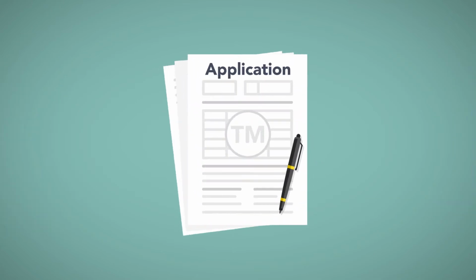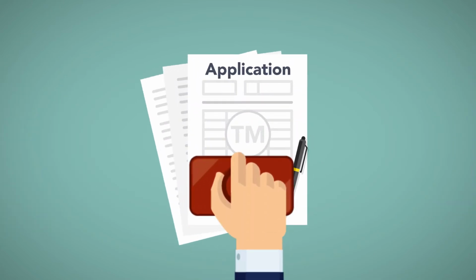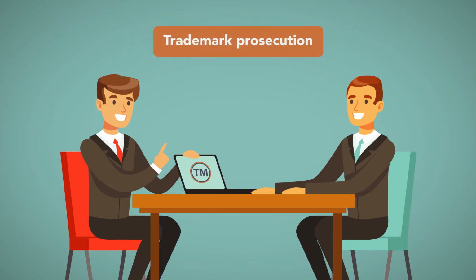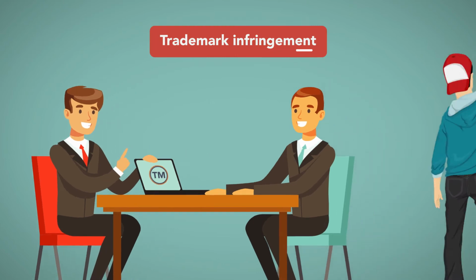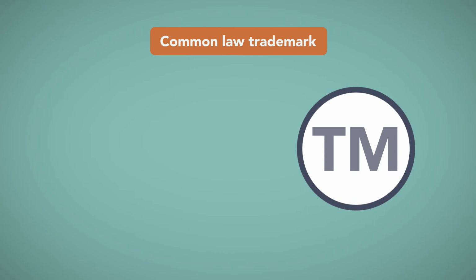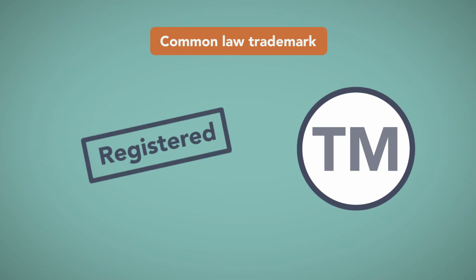A trademark application is filed to obtain a trademark registration. The process of obtaining trademark registration is referred to as trademark prosecution. Trademark infringement occurs when a third party uses a trademark without permission. A common law trademark is obtained through use of a mark in commerce without or prior to registration.